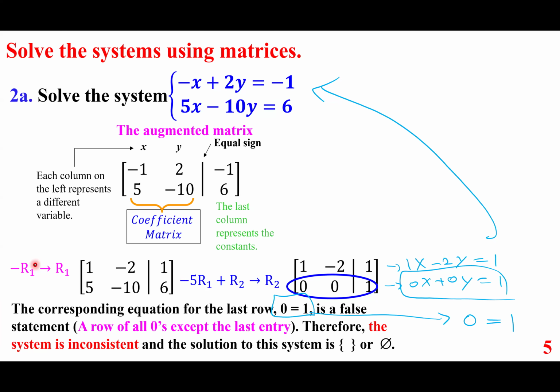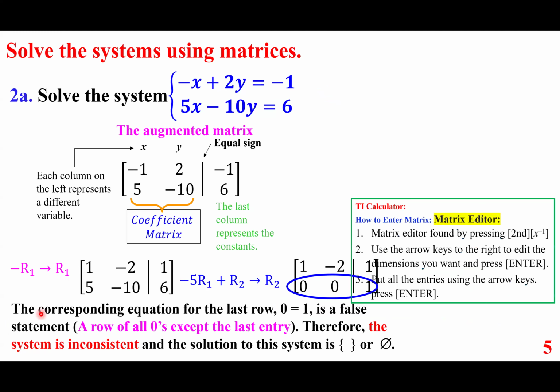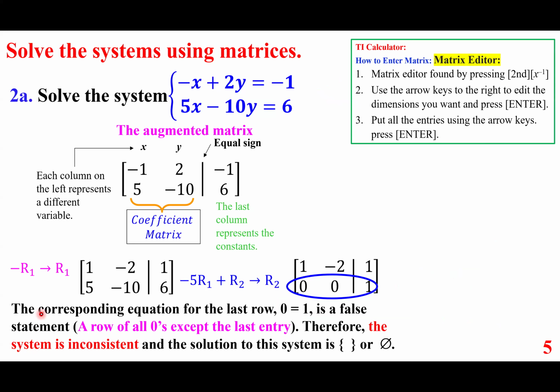And so, let me erase my work. If you wanted to show this, how would you show it? For 2 by 2 matrices, you should be able to do it by hand. Even 3 by 3, you can do by hand, but you may use a graphing calculator when it gets more involved. So how to enter a matrix? The matrix editor is found by pressing second and x to the power -1. Use the arrow key to the right to edit the dimension. Put in all the entries using the arrow key, and press enter.